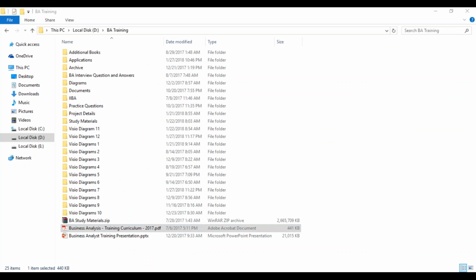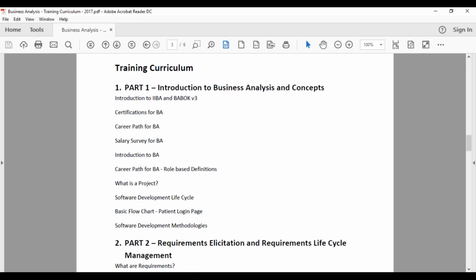In our previous session, we have seen details pertaining to an introduction to business analysis and concepts. So we have seen in detail what is a business analyst role, what is business analysis process, what will be a setup in a software company, what are the various roles and responsibilities for each of the roles, what is a project, what are the different types of projects, what is software development life cycle, what are the various methodologies within software development life cycle?